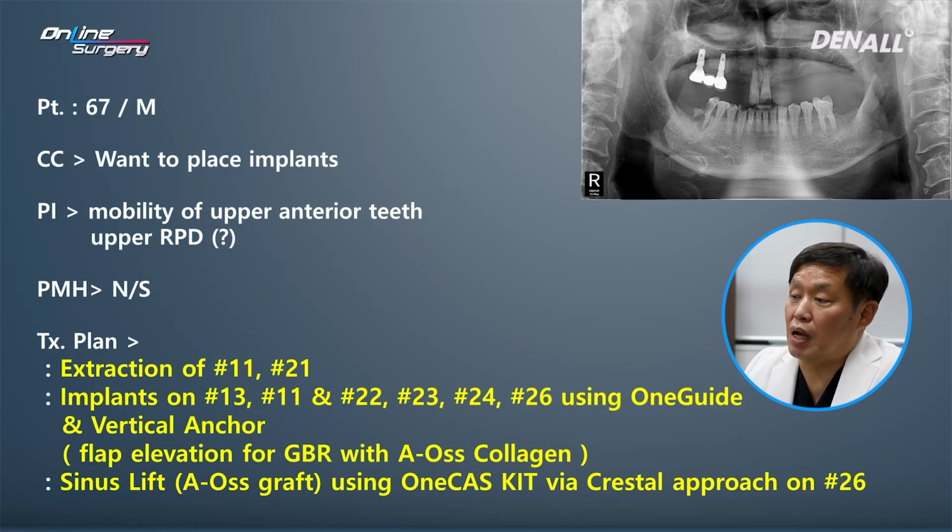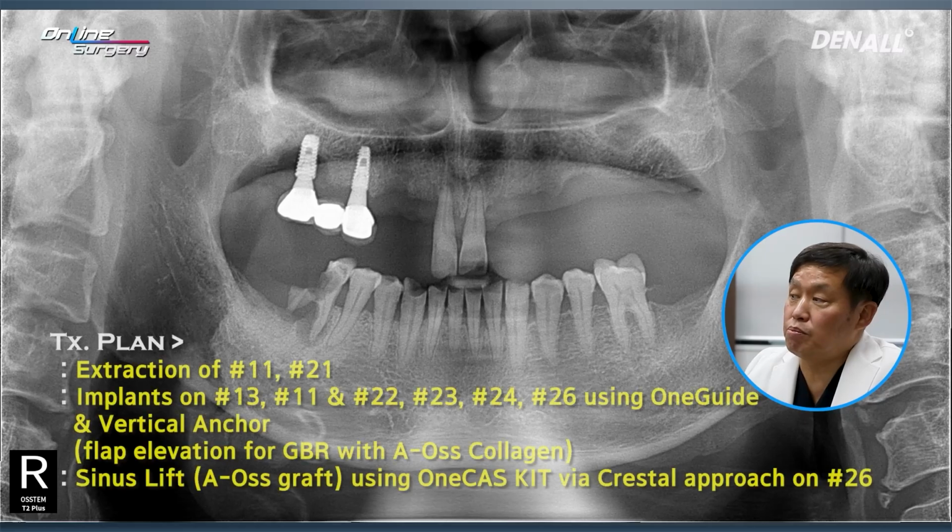Number 11 and 22, which were still there, needed to be extracted. Implants were planned for number 13, 11, 22, and 23 because, as I'm going to show you later on CT images, bone conditions were more favorable than thought. For the posterior area, a bridge-type prosthesis utilizing number 24 and 26 was planned.